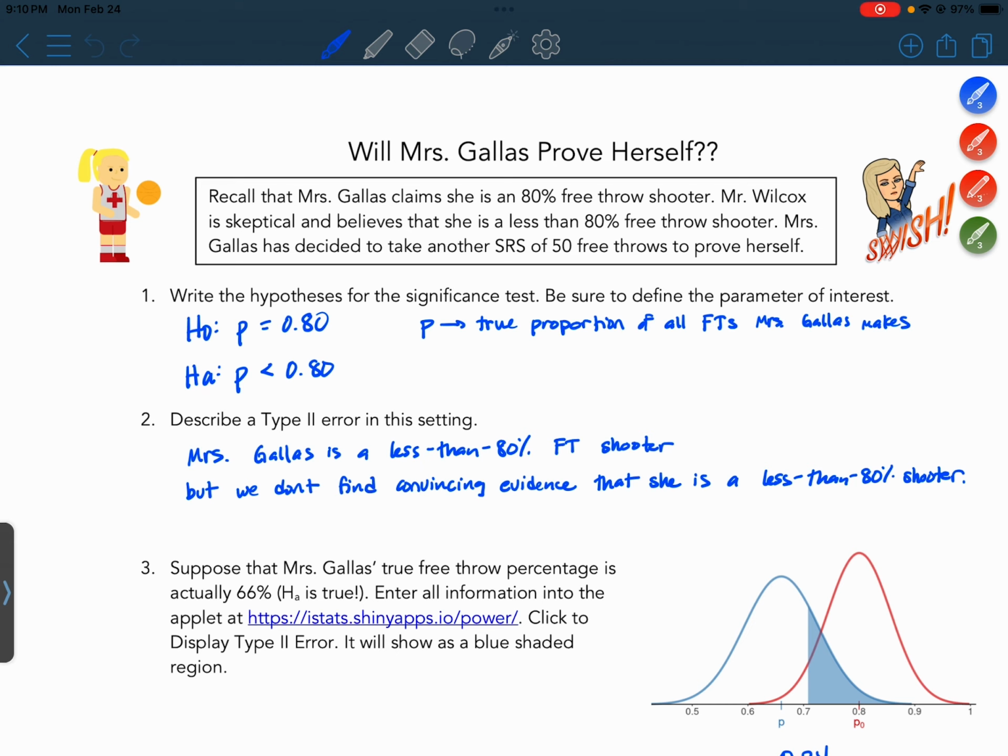Question number 2, we're looking at a type 2 error. So we learned about type 1 and type 2 errors in the last activity. So a type 2 error occurs when the alternative is true and we fail to reject the null hypothesis, right? So in this case, the alternative would be that Mrs. Gallus is a less than 80% shooter, and failing to reject the null hypothesis means we didn't find evidence that she is a less than 80% shooter.